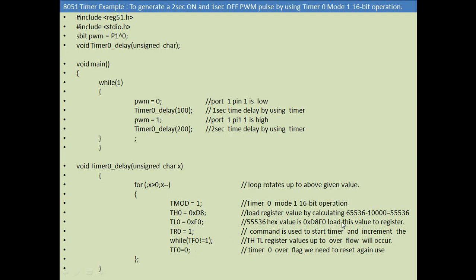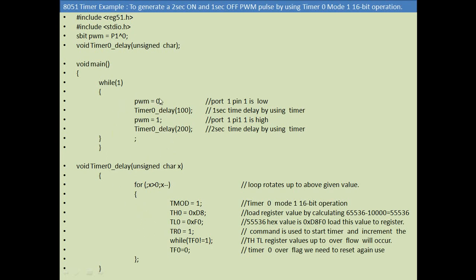After that, this bit TR0 = 1, then the timer will start counting up from 55,536 to 65,536. When it counts up to 65,536, the timer overflow flag will be set, and this while condition will become false, and it will come out of the while loop, and TF0 = 0. Once again we need to use the timer, so I'm resetting the timer flag, and it goes back here and continuously executes 100 times, so that we get a 1 second delay.